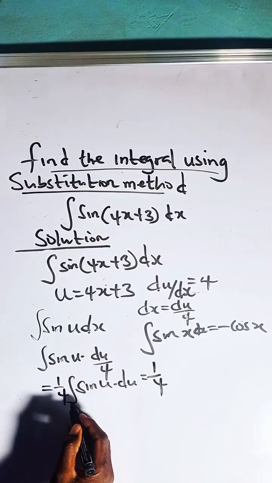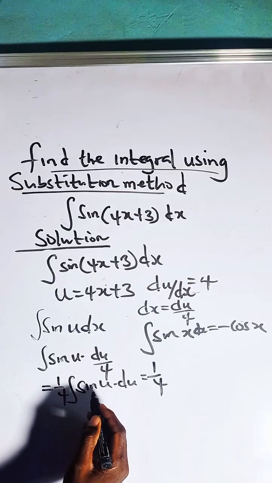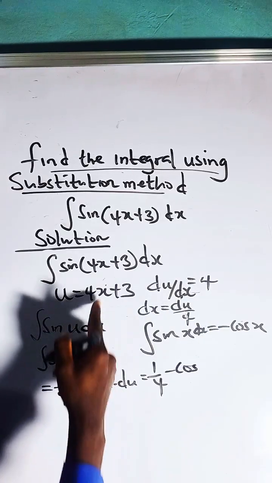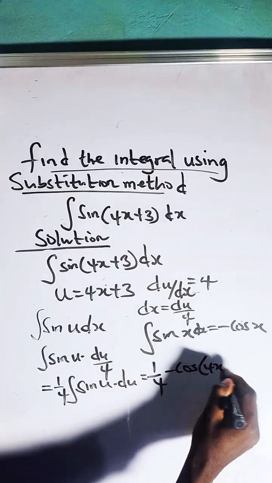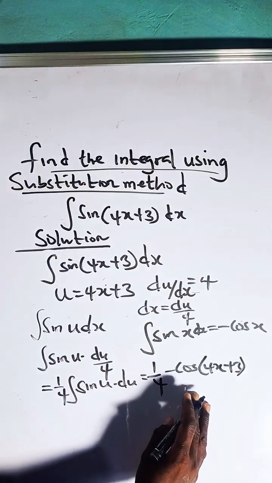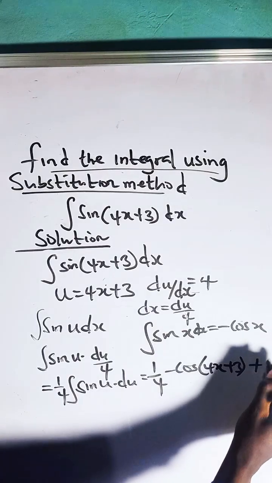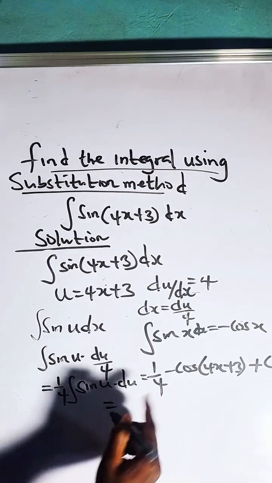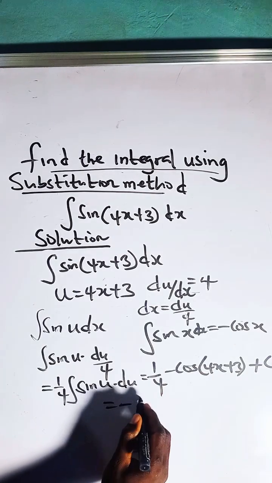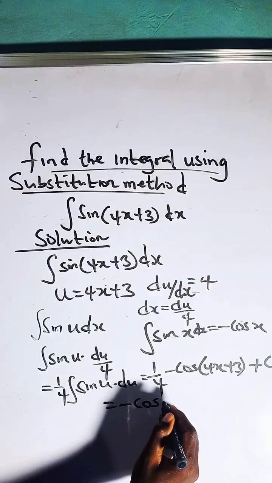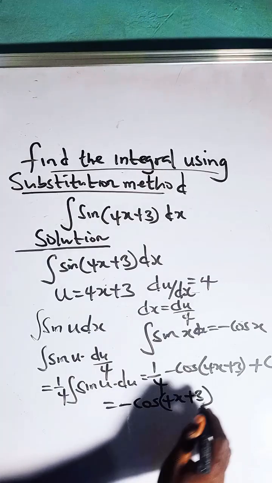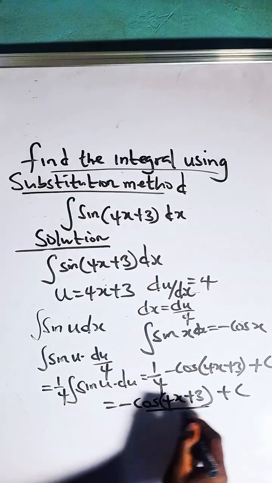So here we have 1 over 4. When we integrate sin, it gives us minus cos. Our u, we have it as 4x + 3. Let us introduce our constant of integration, which is c. So when we work this out, we have minus cos(4x + 3) plus c, all over 4.